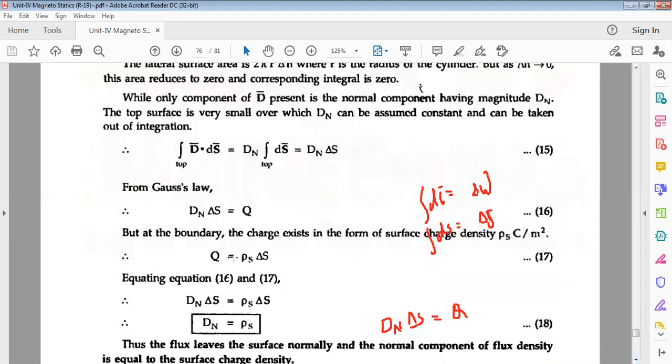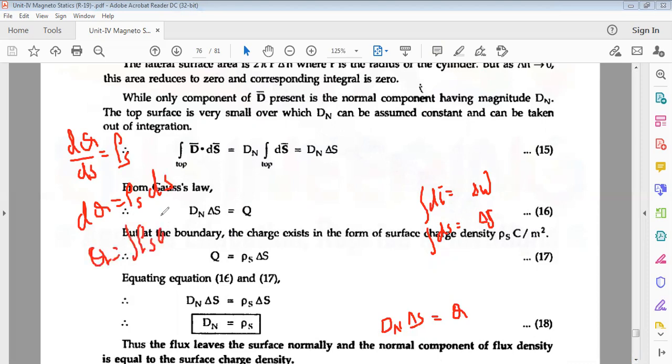And then Q, we know dQ by dS is equal to rho s. So dQ is equal to rho s into dS, and Q is equal to the integral of rho s into dS. That is equal to rho s into the integral of dS. What is that integral dS? Again, we represent that integral dS as delta S. So Q is equal to rho s into the incremental surface delta S.